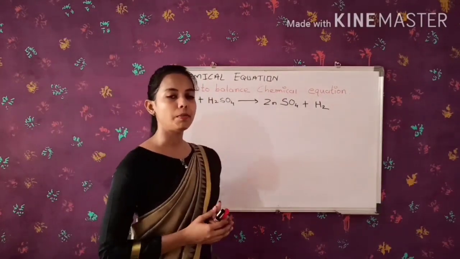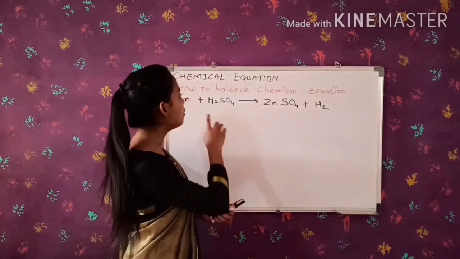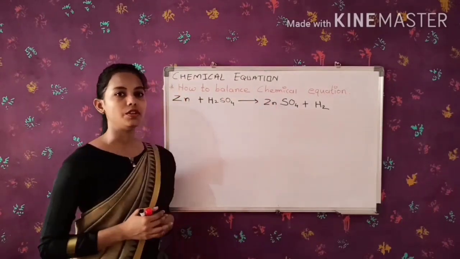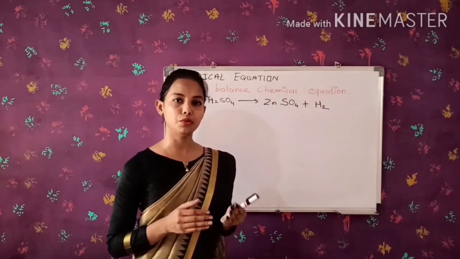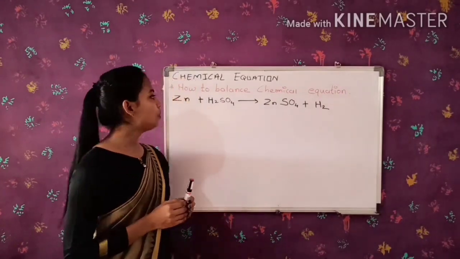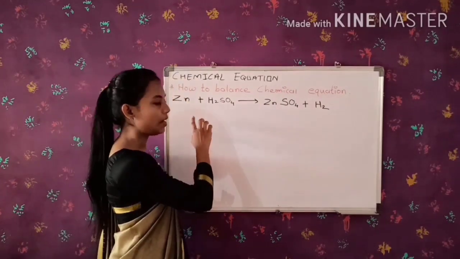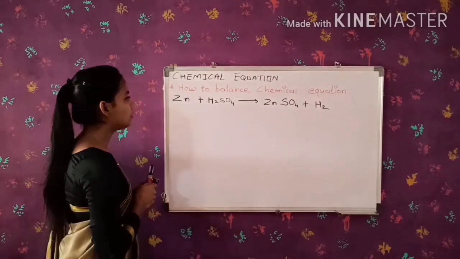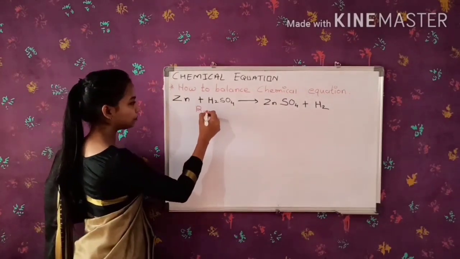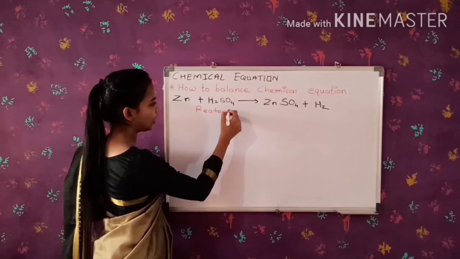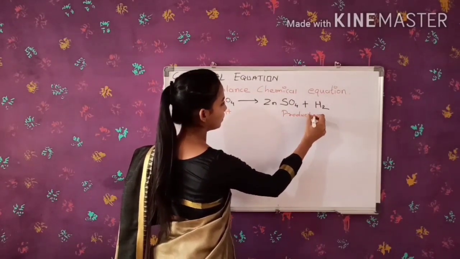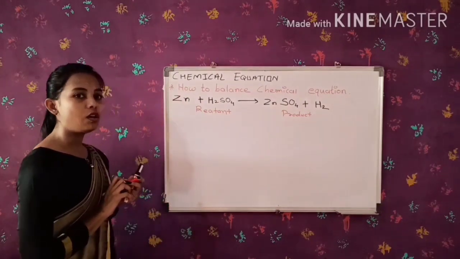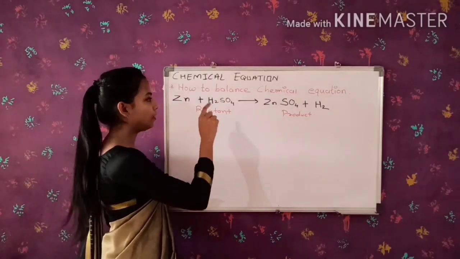So here in this topic today we are going to discuss how to balance a chemical equation. First of all, we will see what exactly we have to do to balance a chemical reaction. We have to see the number of atoms on both sides, that is, on the reactant side and product side.